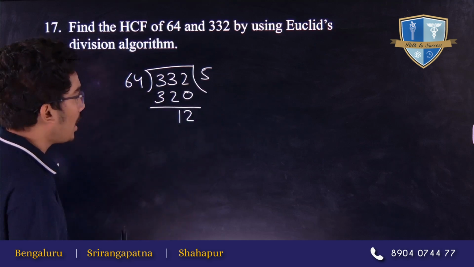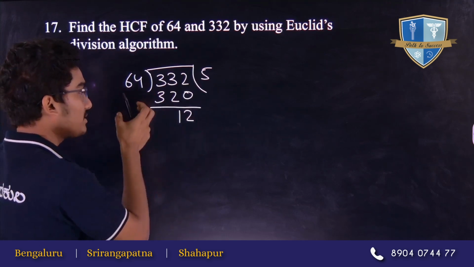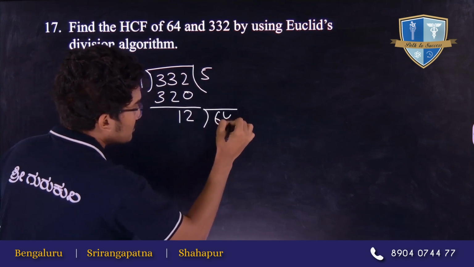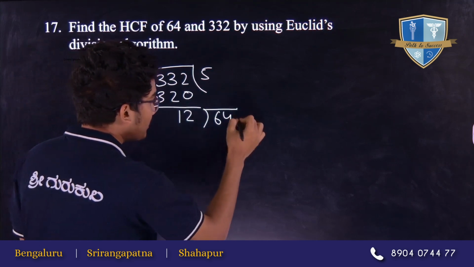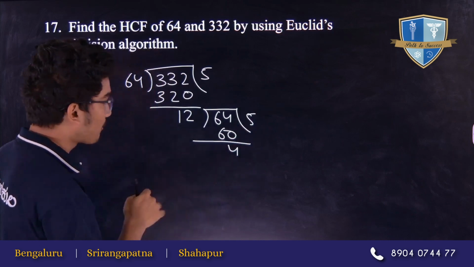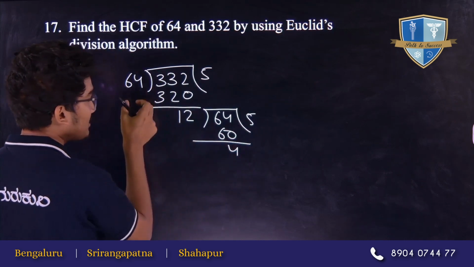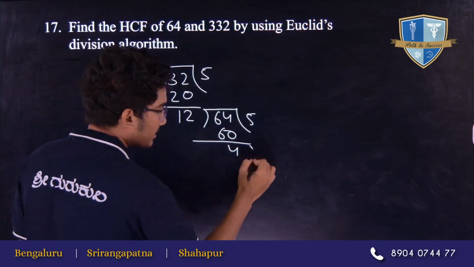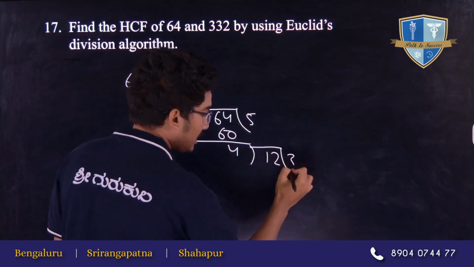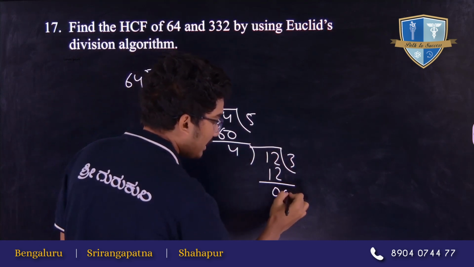Now our remainder will become the divisor and our divisor will become the dividend. So again 64, now if we divide this, 5 times 12 is 60 and we are getting 4. Again the same process: remainder will become divisor and divisor will become dividend. So we'll divide 12 by 4. It goes in 3 times, and yes, remainder becomes 0.